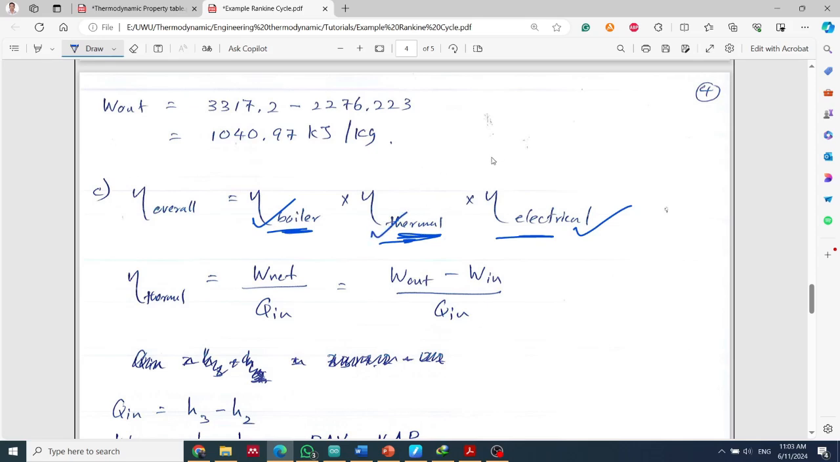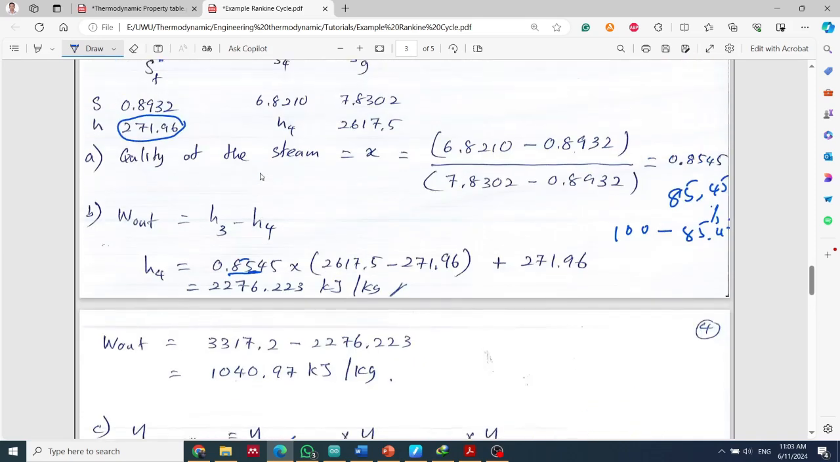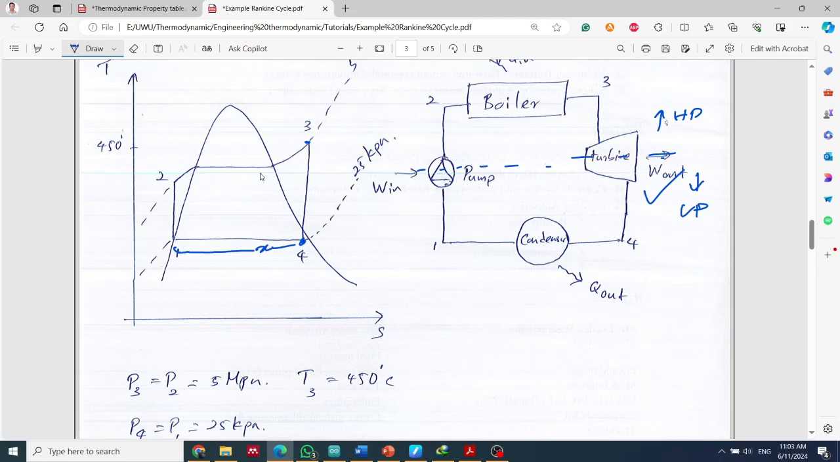Like the previous question, we can write the thermal efficiency is W net divided by Q in, right? W net equals W out minus W in, divided by Q in. We already found the W out. We have to figure out the W in and the Q in. So Q in, we can write Q in equal to H3 minus H2, because that is the boiler action. We go back to the table. This is where the Q in is, right? Therefore H3 minus H2 is the Q in.